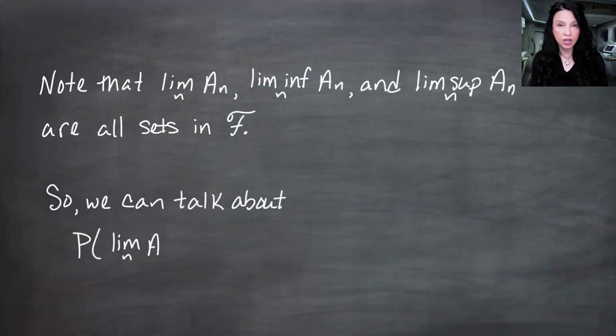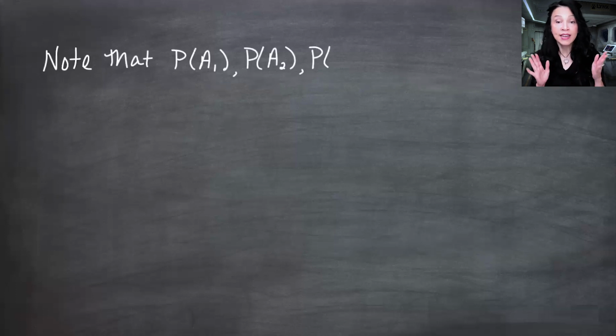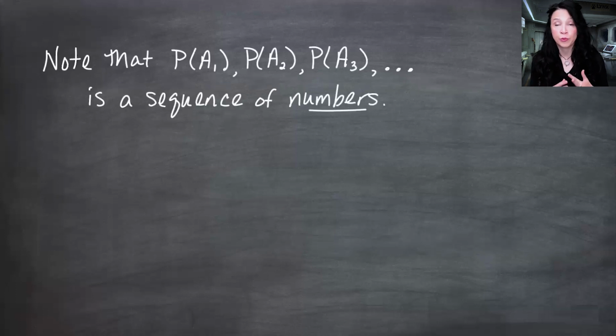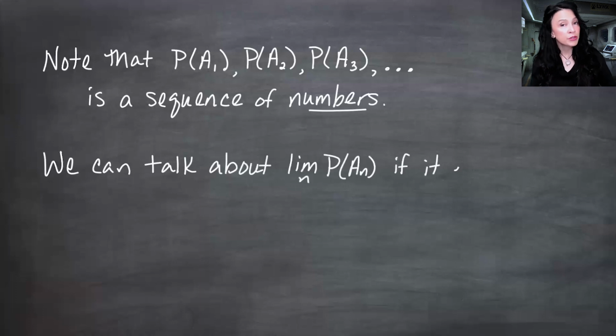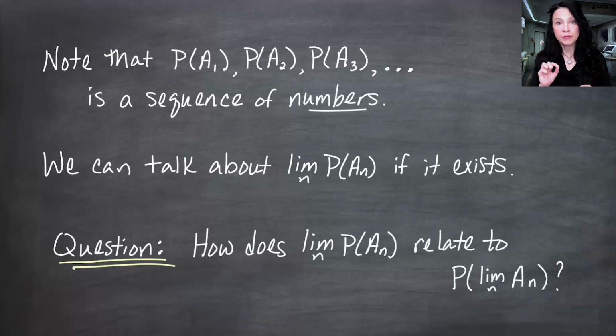And so it does make sense to talk about the probability measure of each, because the sets in F are precisely the sets for which that probability measure is defined. Now, on the other hand, if we look at the probability measure of each individual set, so P of A1, P of A2, P of A3, this is just a sequence of numbers between 0 and 1, but numbers. And this sequence may or may not have a limit. So we can talk about the limit as n goes to infinity of the probability measure of the An, if it exists. And if it exists, my question to you for today is: how, if it does at all, does it relate to the probability measure of the limit?